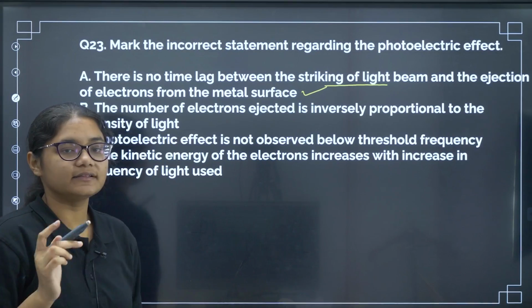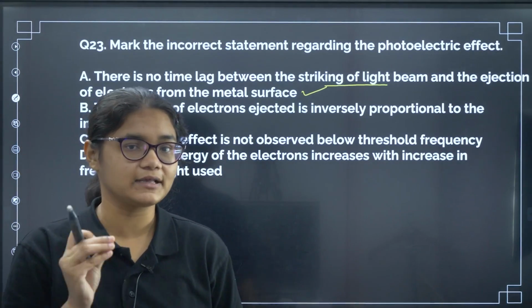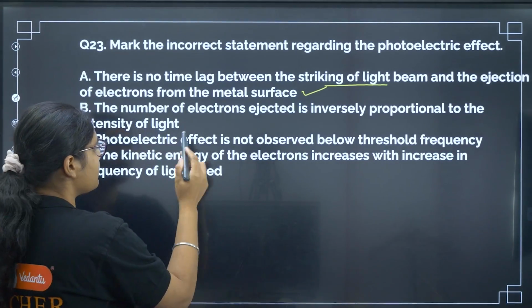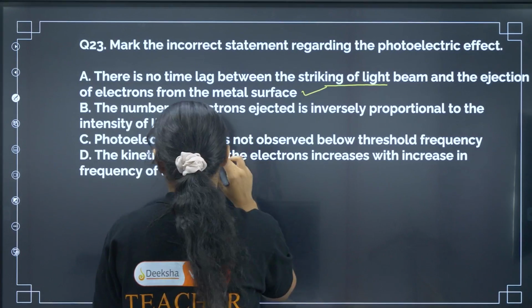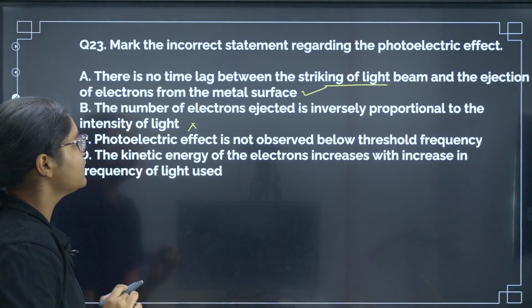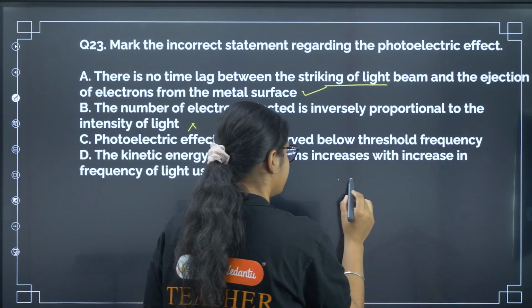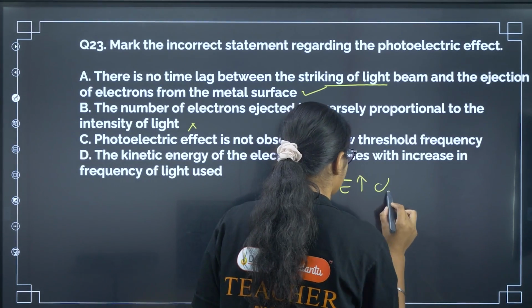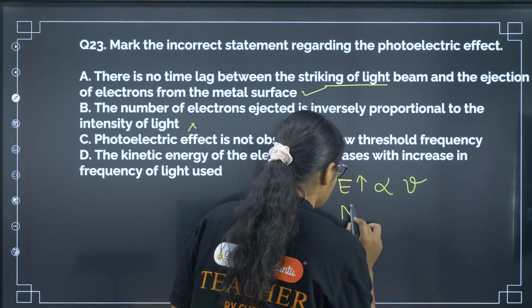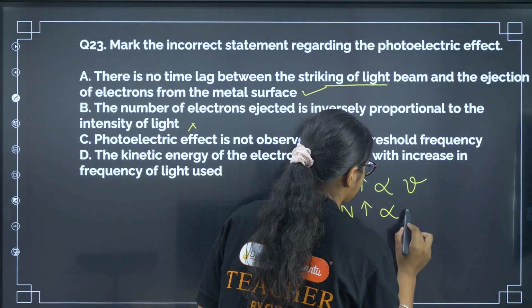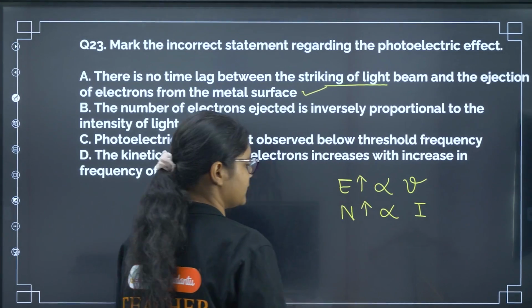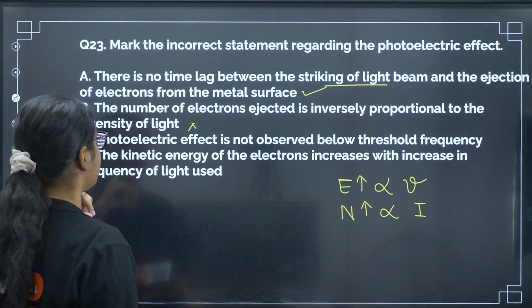This is correct. This could be explained using the particle nature of light. The number of electrons ejected is inversely proportional to the intensity of light. So this is also, just now I told you, the energy of the ejected electrons is directly proportional to frequency, and the number of ejected electrons is directly proportional to intensity, right? So this statement is incorrect.